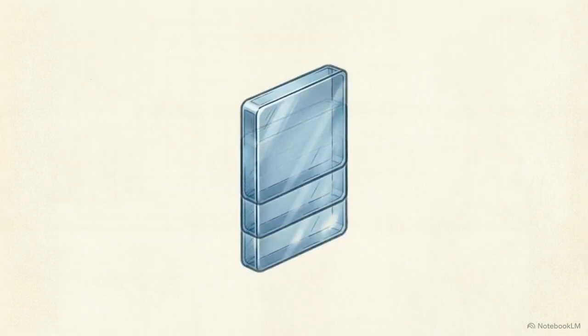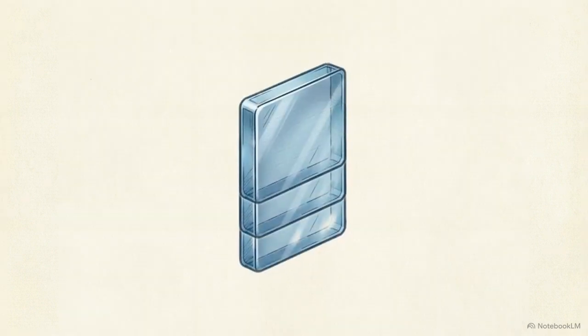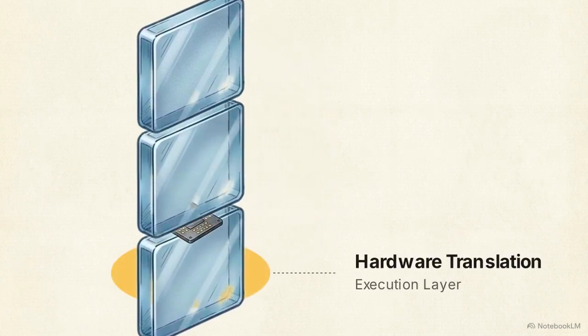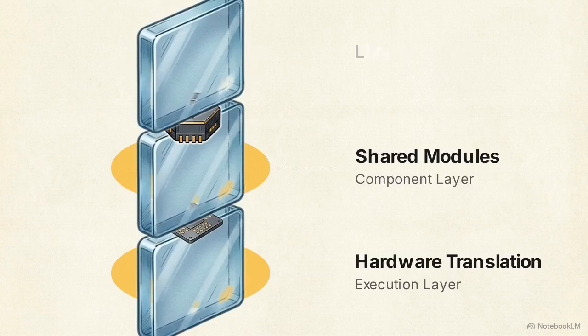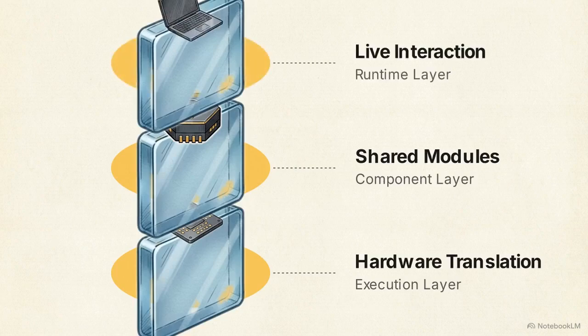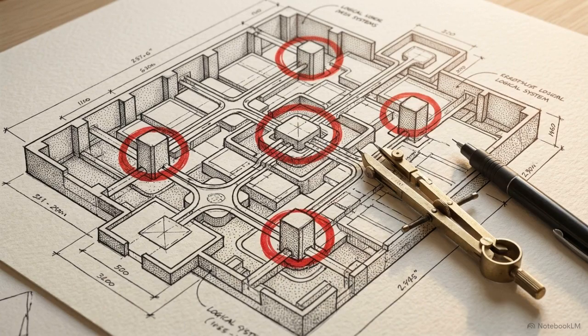To understand where an application is vulnerable, we evaluate its architecture across three specific tiers: the execution layer, the component layer, and the runtime layer. Securing software requires making deliberate architectural compromises at every stage of development, long before a network perimeter exists.